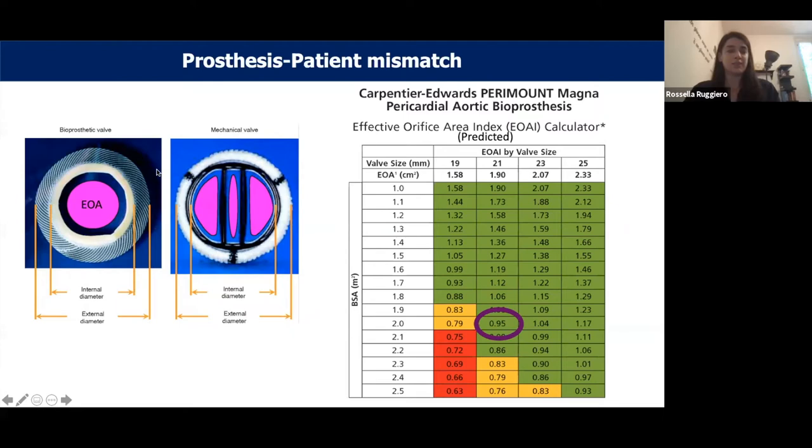At the beginning, this phenomenon was observed in prosthetic surgical valves, and it was related to the fact that the annuli of implantation is very thick. Therefore, the external diameter of the valve is much higher than the internal diameter of the valve, deriving an area which is smaller than the valve itself.